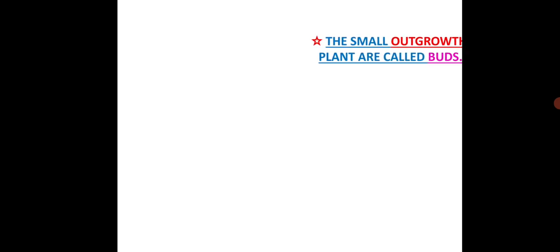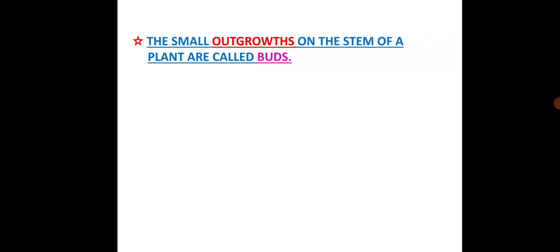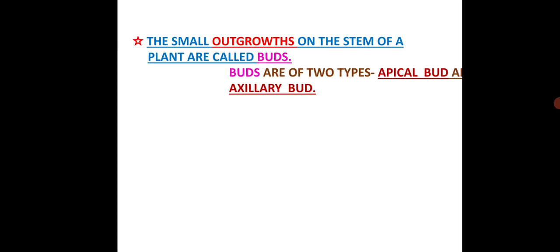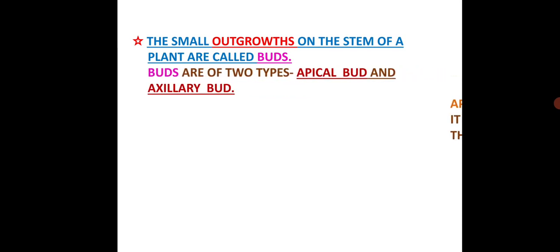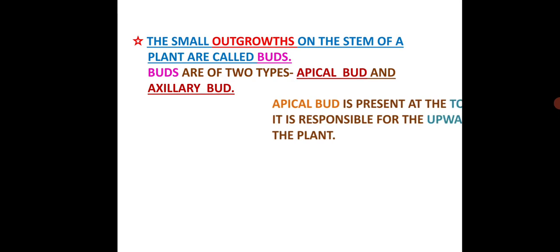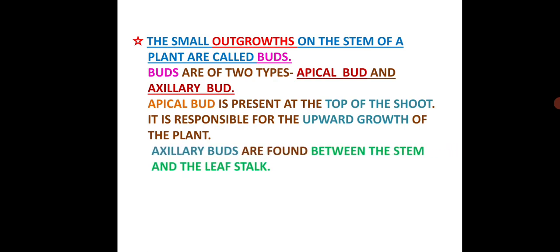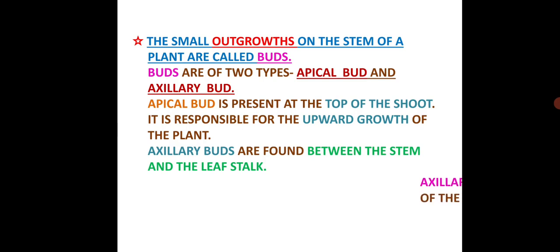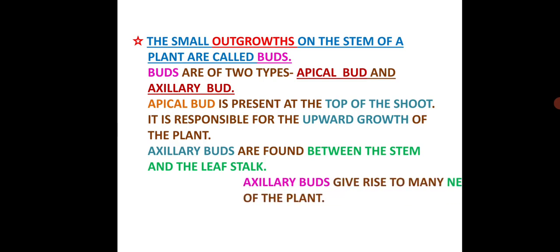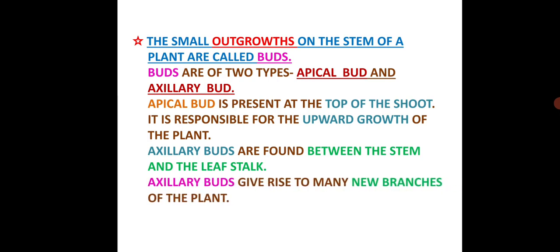The small outgrowths on the stem of a plant are called buds. Buds are of two types, apical bud and axillary bud. Apical bud is present at the top of the shoot. It is responsible for the upward growth of the plant. Axillary buds are found between the stem and the leaf stalk. Axillary buds give rise to many new branches, that is, the lateral branches of the plant.